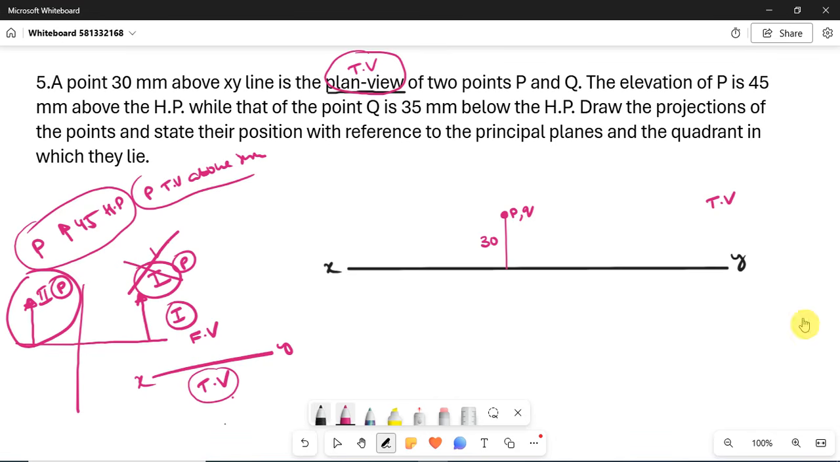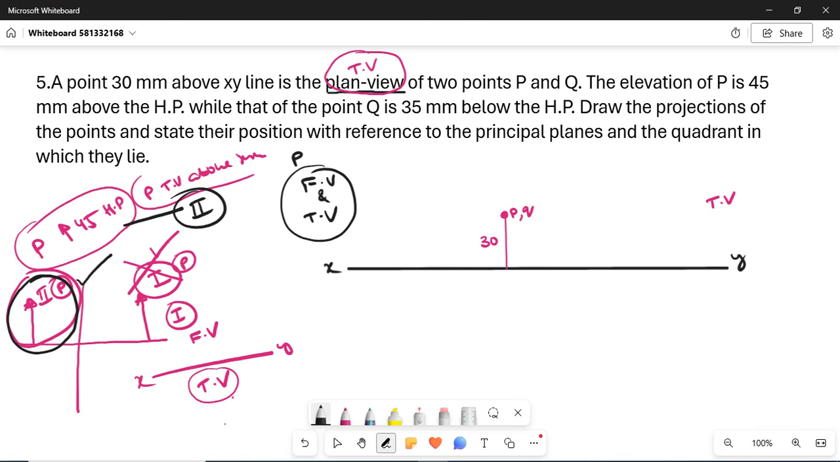Now we concluded P belongs to the second quadrant. Because P is in the second quadrant, both the front view as well as the top view of point P will be above the XY line. Already we represented the top view of point P above the XY line. Now I want to mark the front view also above the XY line. Now simply draw the front view of P above the XY line.